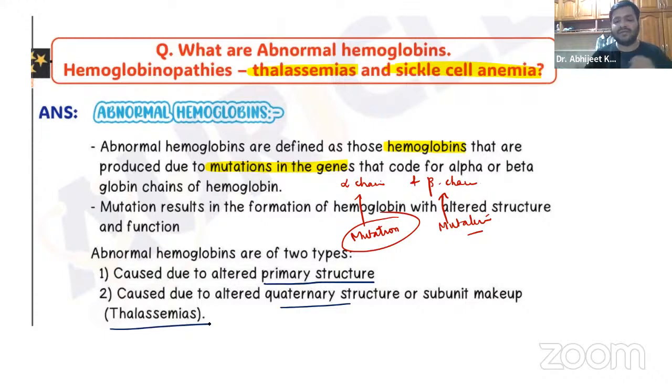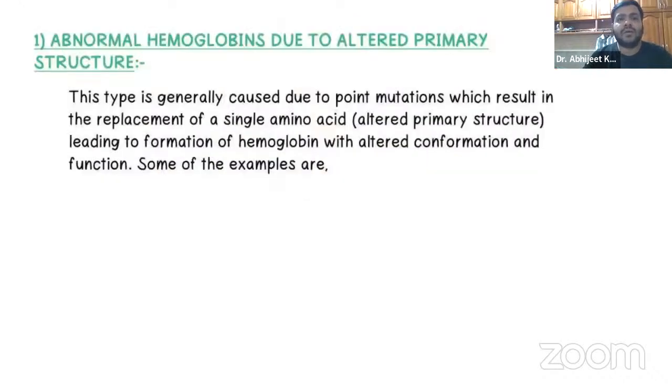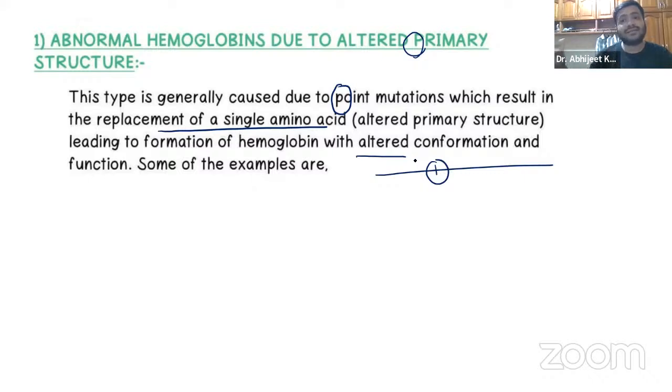That disorder is called thalassemia. Now let us discuss the first type, due to altered primary structure. Just try to remember that this type is generally due to point mutation, which results in the replacement of a single amino acid, leading to formation of hemoglobin with altered conformation. If there is a change at a single point, the other sequence will be disturbed, and that will result in an altered conformation.